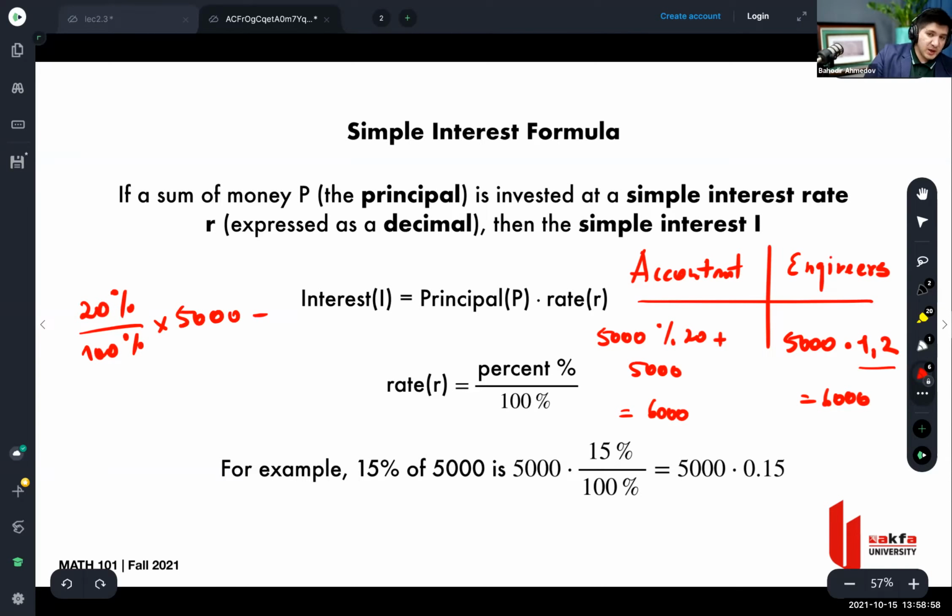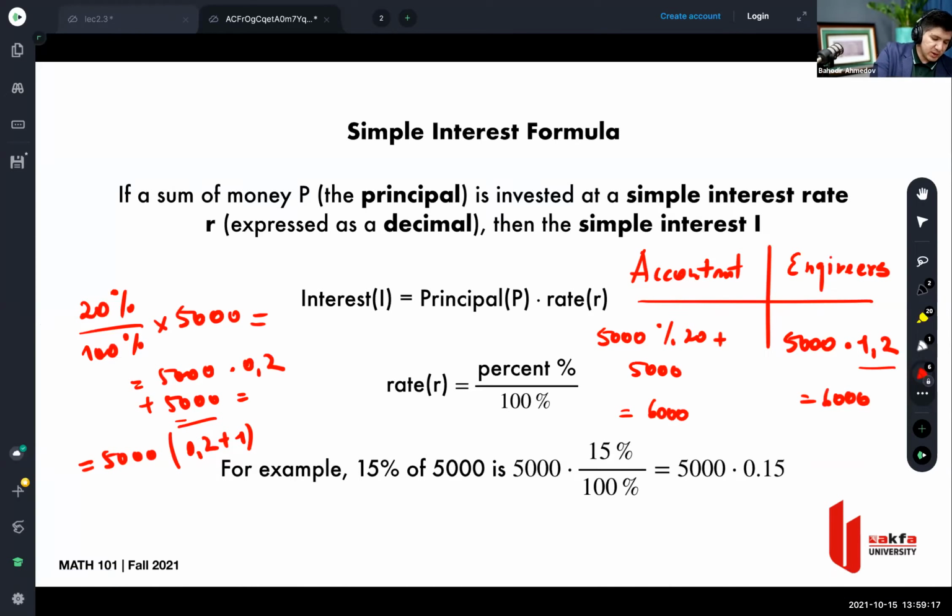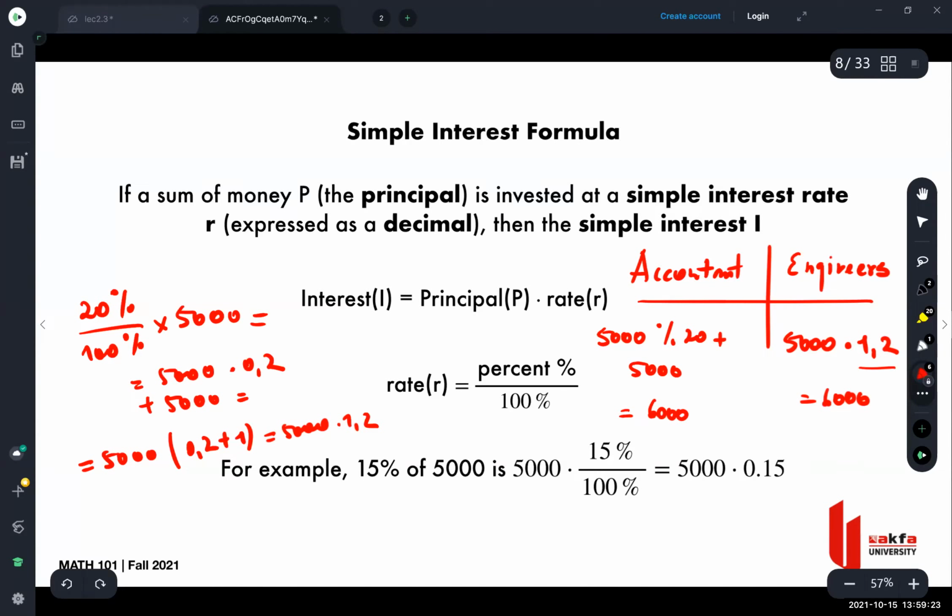Well, this is going to be 20% of the 5,000, and you can see it's going to be 5,000 times 0.2. And if you need to add this additionally to the 5,000, I'm just going to take out 5,000 from the brackets. It's going to be 0.2 plus 1, right? Because if you take out 5,000 from the second term, from the 5,000, it's simply going to be equal to 1. It's going to be 5,000 times 1.2. You understand what's going on? Yeah. Okay, cool. So this is where this 1.2 is coming from.